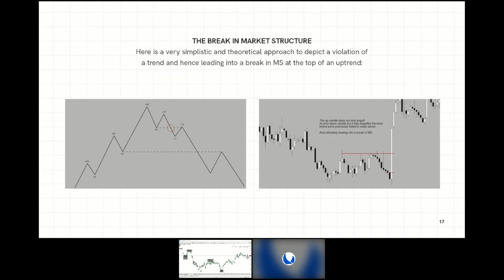Now look right here. You can see we have a series of higher highs and higher lows, higher highs and higher lows, higher highs. Then we had a higher low. We didn't go up much. Then we broke it. That was where our breaking market structure happened. Then we started going down. Right here, the up candle does not only engulf its prior down candle, but it also engulfs the level where price previously failed to close above, which is ultimately leading into a break in market structure.